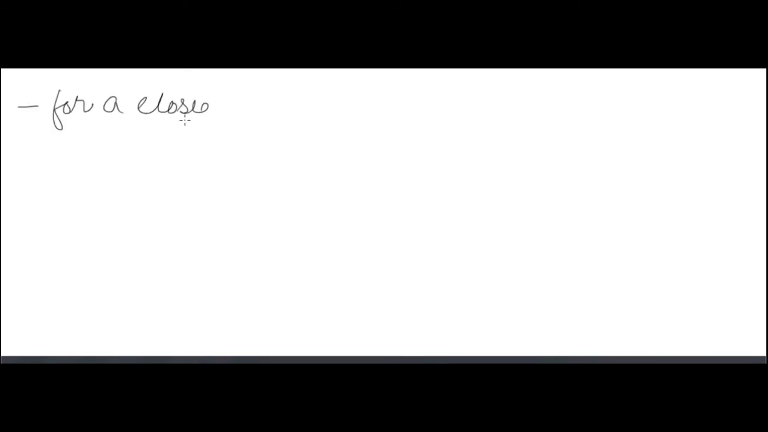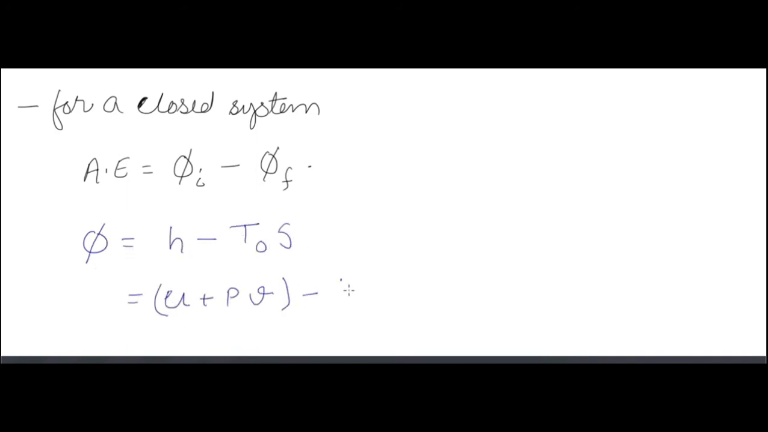Now for a closed system available energy, we are defining a function phi, using which we can compute the available energy. So available energy for a closed system is phi I minus phi f, where phi is h minus T naught S. All are specific terms. H is a specific enthalpy, S is a specific entropy, T naught is outside temperature or surrounding temperature. If you are given internal energy, then U plus PV. All are specific, per unit mass.